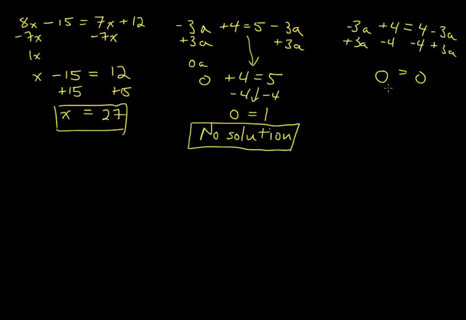So what that tells us is that no matter what a is, there's no a here. It's always true. So in this case, the solutions are all real numbers. The whole number line is a solution.